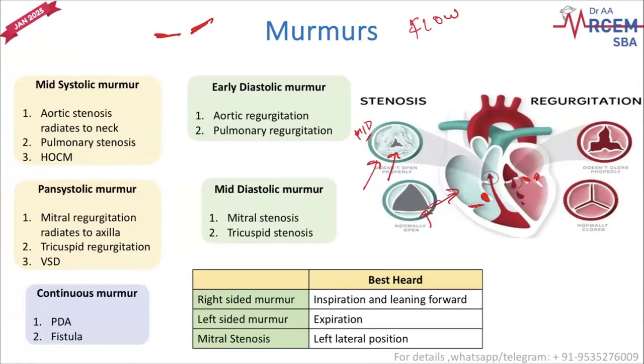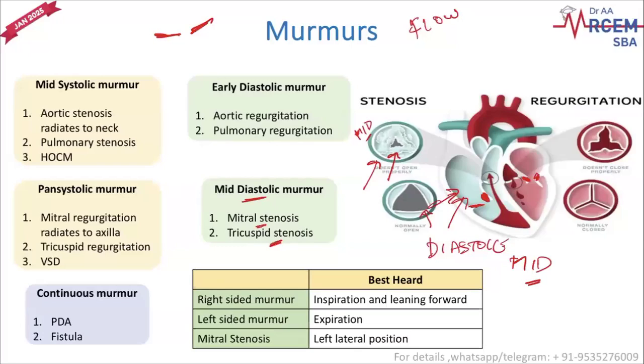So it will, when the atria contracts during the diastole of the ventricles. So basically this is the diastole of the cardiac cycle. So atria contract during the diastole, and during the mid cycle, the blood will flow. So mid diastolic murmurs are basically mitral stenosis and tricuspid stenosis.